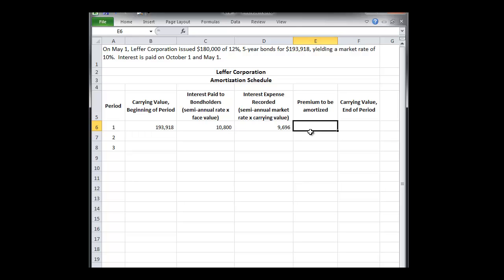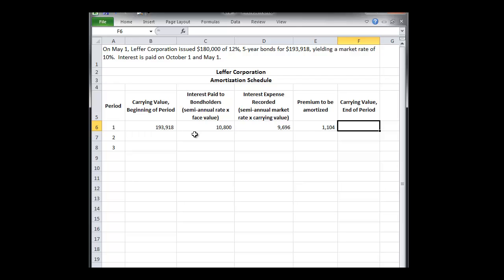Okay, now premium to be amortized. The premium to be amortized is the difference between the interest paid to bondholders and the interest expense. So we subtract one from the other. I'm going to take the interest paid, $10,800, and I'm going to subtract $9,696. Alright, so I have 1,104.